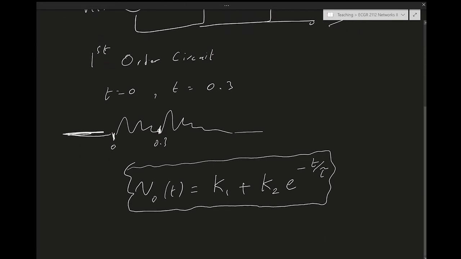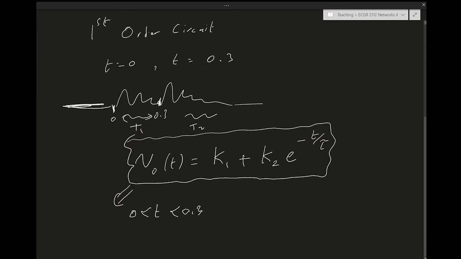So this is the general form of the solution, and we want to find this for the transient that happens at t equals 0. So we're going to solve this for t. There's a transient that occurs in this region, let's call it t1, and then there's a transient that occurs in t2. So we want to solve this for the transient that occurs when t is larger than 0 and less than 0.3. And then we want to again solve later for when t is larger than 0.3.